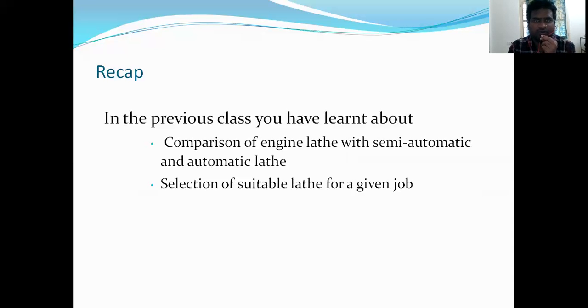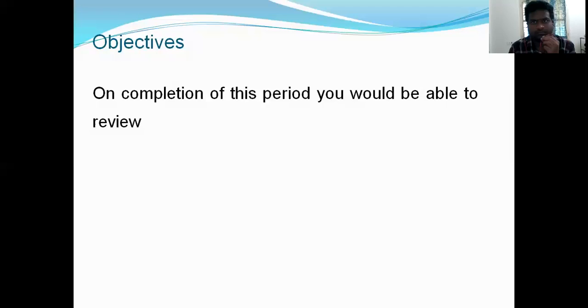Now we are moving to today's session. In the previous class we learned the comparison of engine lathe with semi-automatic lathe and automatic lathe, and the selection of a suitable lathe for a given job. So based on these comparisons, we can select the suitable lathe for a given job, and we also discussed the copying, right?